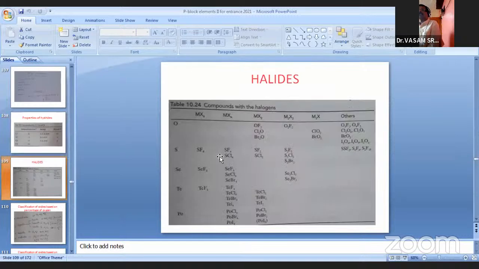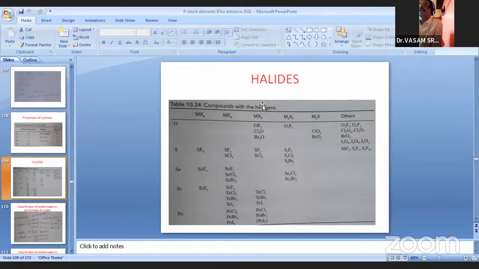And the next property is halides. You know the definition. The sixth group elements interact with halogens to give halides. The halides are basically 4 types.